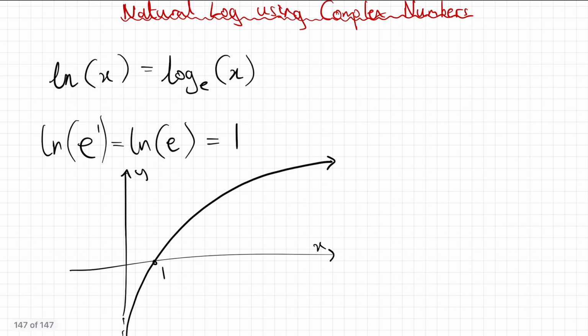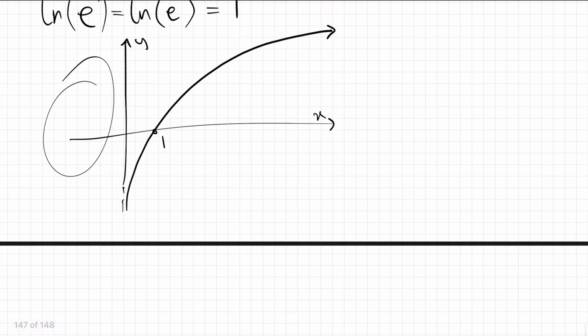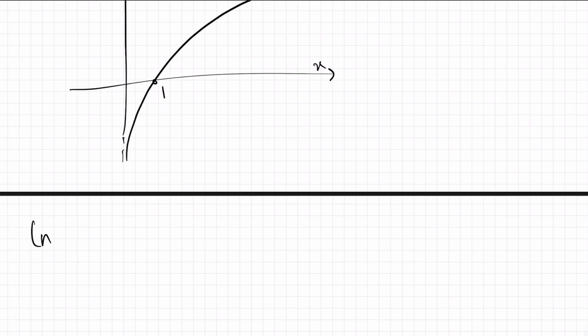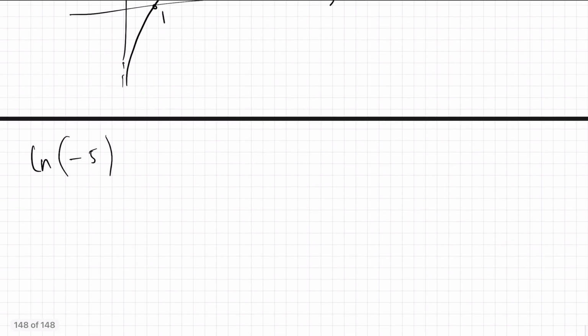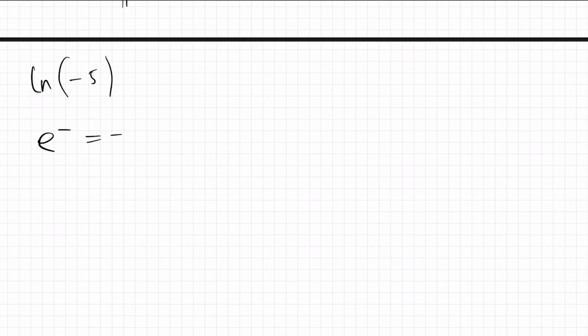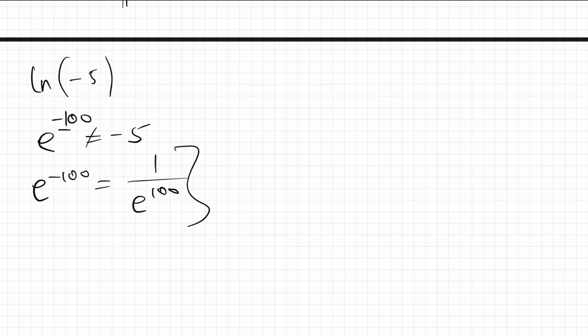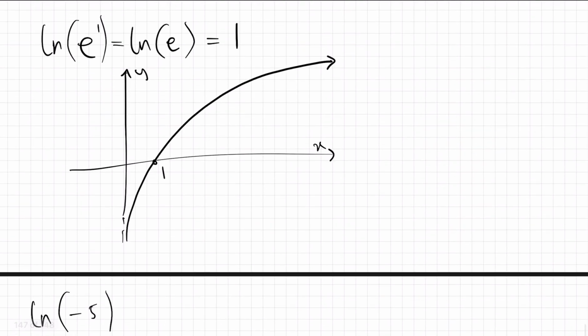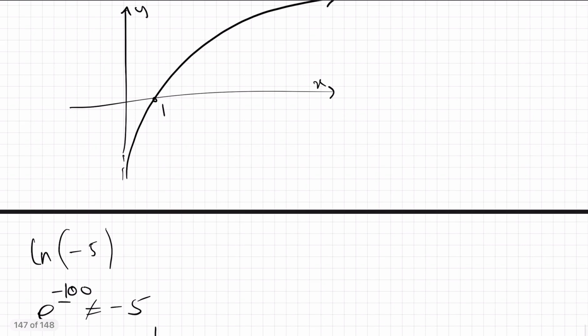And this function isn't actually defined for anything in a negative space at all, because if you try and take ln of -5, that's the same as asking e to the what power equals -5. And if you know a thing or two about powers, you'll know that this cannot happen, at least not in the real world. If you have like -100 here, that's not going to give you a negative number, because e to the -100 is the same thing as 1 over e to the 100. So it's still going to give you a positive number. So that's why this ln function isn't defined at all for negative values.